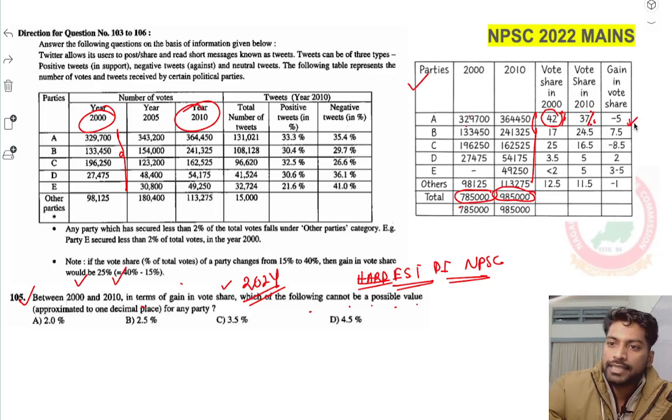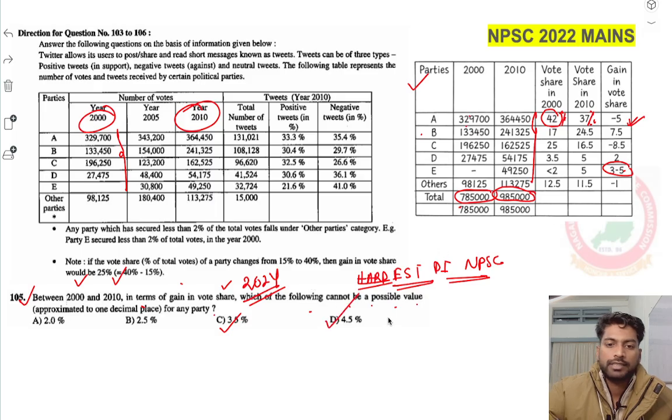So the gain is -5. So the gain here is -5, right? Okay. After that, for B, okay, for any political party. So this is 3.5, it will be 3.5. So this one can be possible. So the answer will be no. This one can't be the answer.